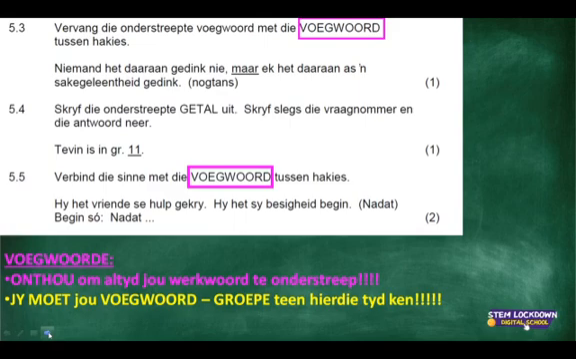Goed, so kom ons kyk na die res van vraag 5. Let's have a look at the rest of question 5. Vervang die onderstreepte voegwoord met die voegwoord tussen hakies. Niemand het daaraan gedink nie, maar ek het daaraan as 'n sakegeleentheid gedink, in hakies, nogtans.